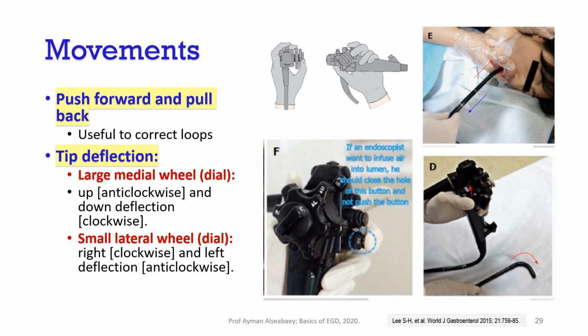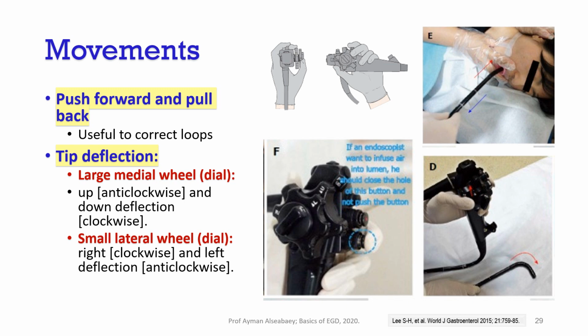Number one, to push the endoscope to the right, to the left, upwards, and downwards. Again, to the right, to the left, upwards, and downwards. These are the main movements, and there is another movement which is called retroflexion.